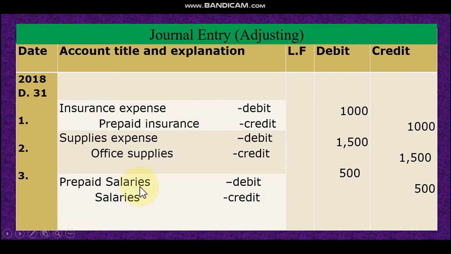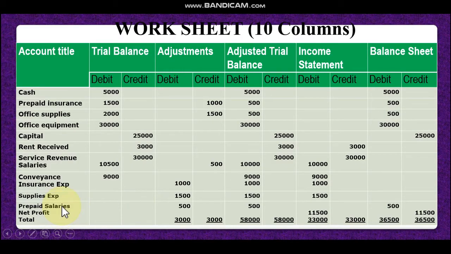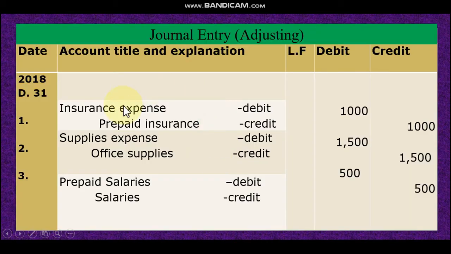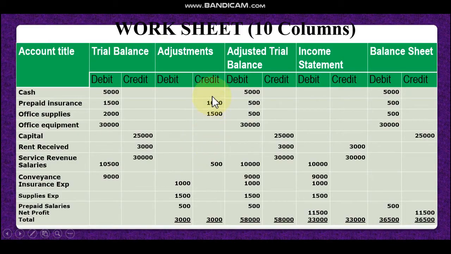So posting is over. Then the next one, prepaid salary debit, salary credit. Look at the prepaid salary account debit, and salaries will be credited. So whatever items of the adjusting journal we have, we have posted here, and the debit side and credit side of the adjustment will be equal, it is 3000.